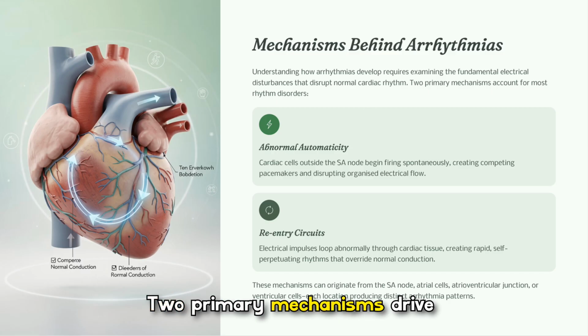Two primary mechanisms drive most arrhythmias: abnormal automaticity, where non-pacemaker cells fire spontaneously, and re-entry circuits, where impulses loop repeatedly through cardiac tissue. These processes can arise in different heart regions and produce distinct rhythm patterns, explaining why arrhythmias vary so much in presentation and risk.